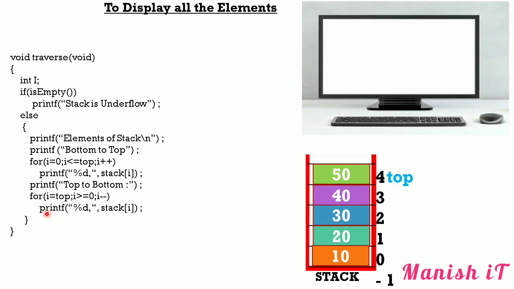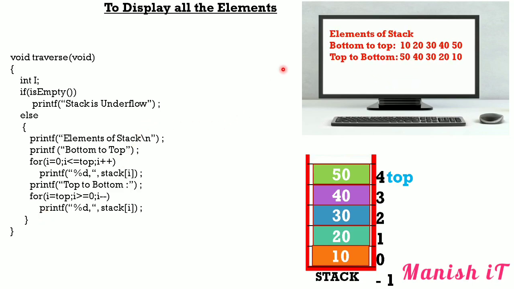So see on the screen, whatever elements of the stack are printed. Bottom to top the elements are 10 20 30 40 50, and top to bottom 50 40 30 20 10. So all these operations of a stack we are going to implement in our program.